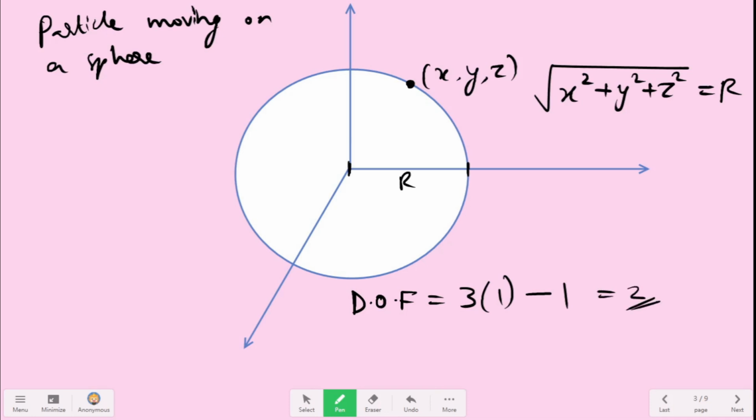So out of x, y and z, only 2 of them are independent. The third coordinate depends on the other 2 through the constraint, root of x square plus y square plus z square is equal to r.